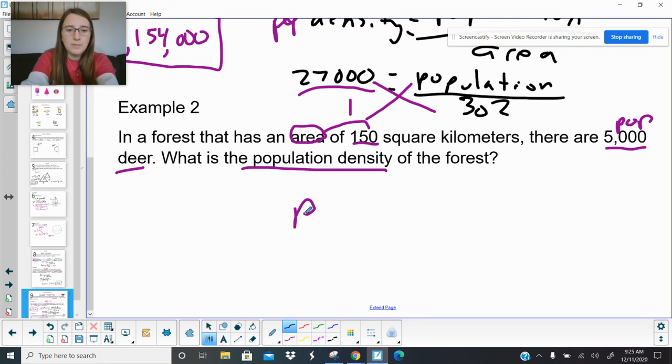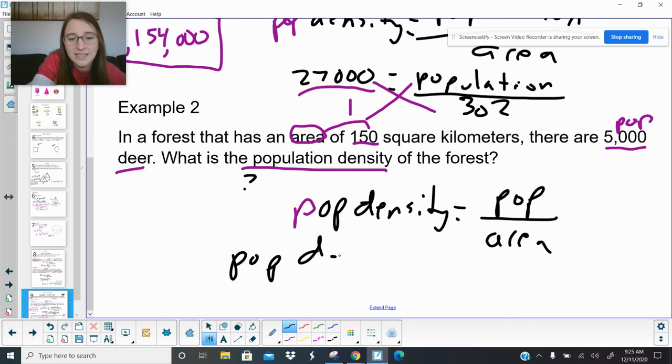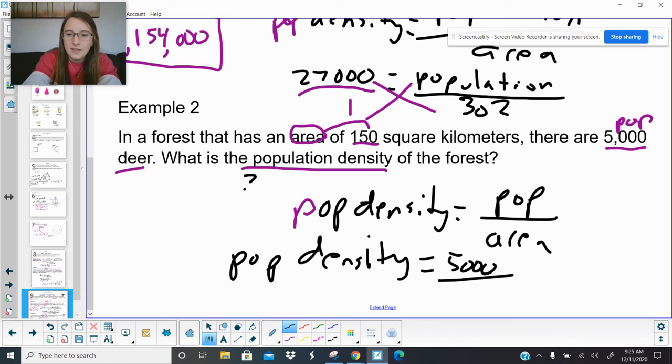So try it again. Population density equals population over area. Notice they say, what is the population density? So try and plug in where these things would go, and let's see what we got. Because they say, what is the population density? That means population density stays put. We don't know what it is. We do know the population is 5,000 deer. The area is 150. 5,000 divided by 150. We get there's 33 deer.